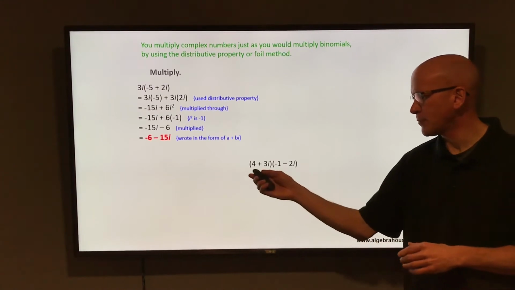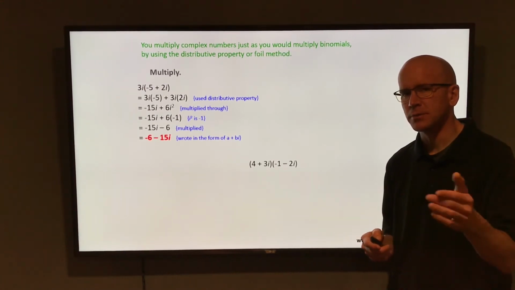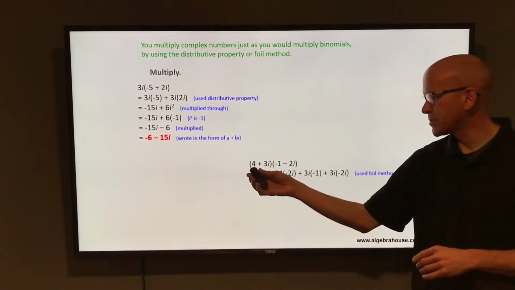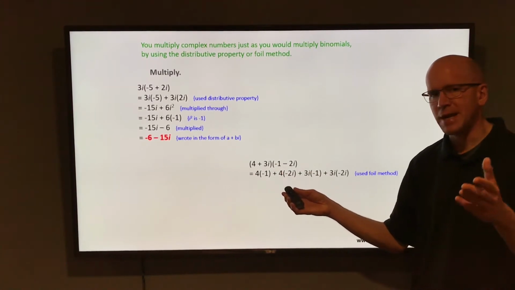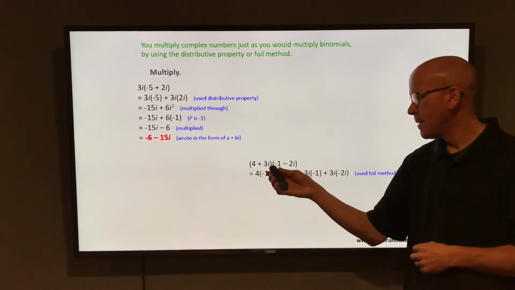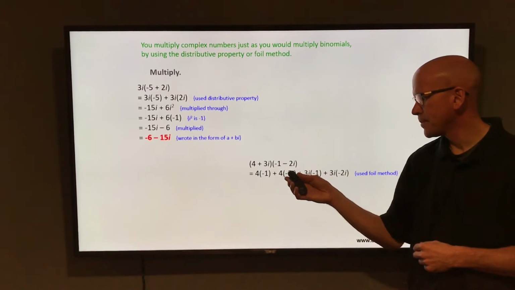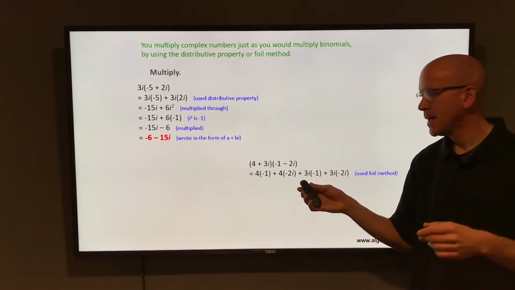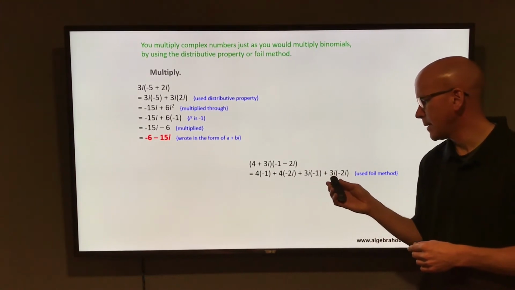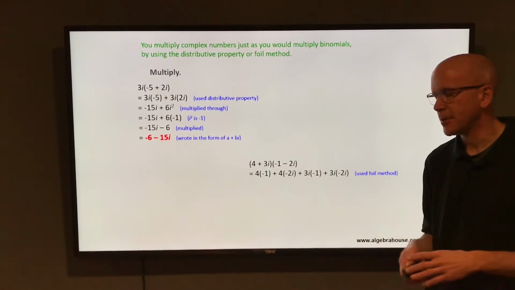So 4 times negative 1, what you know as the first terms of the FOIL method. Then distribute the 4 to the negative 2i, which you know as the outer terms of the FOIL method. Then 3i times negative 1. Those are the inner terms of the FOIL method. And distribute the 3i to the negative 2i. Those are the last terms of the FOIL method.